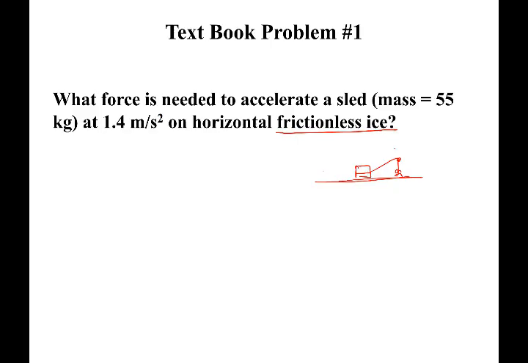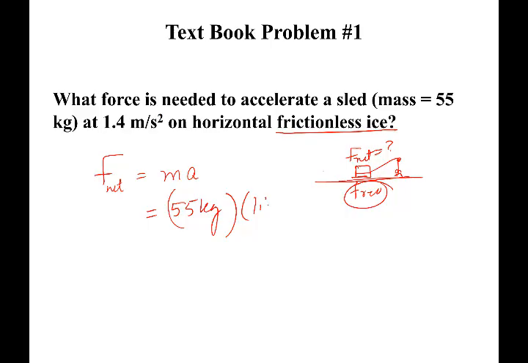And that force has been given as to be determined, the net force. But force of friction is 0 because it says frictionless ice. So the only force that is acting on it is the pulling force. So force is equivalent to mass times acceleration. I'll still say net force, and that's equivalent to 55 kgs multiplied by the acceleration of 1.4 meters per second squared. And once you work on it, you get 77 newtons as the net force.